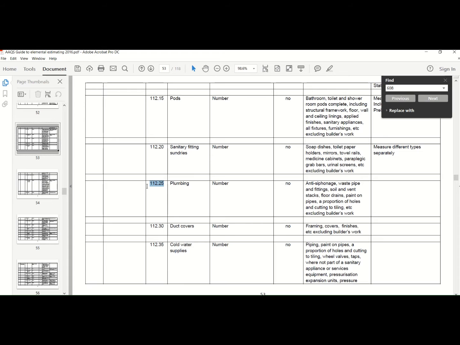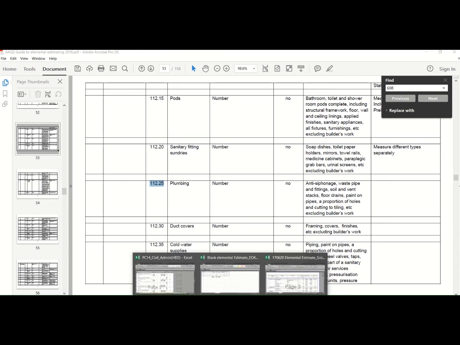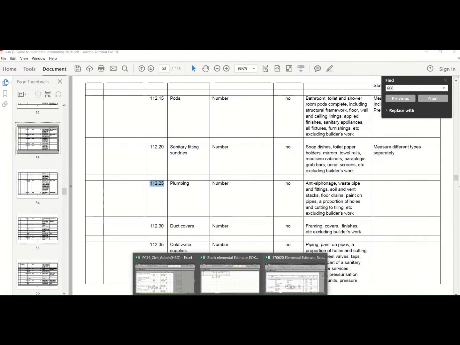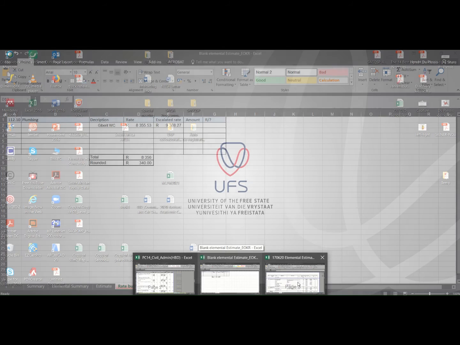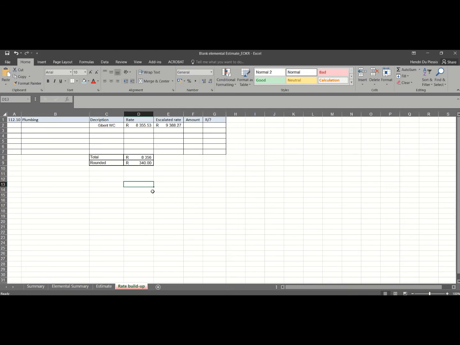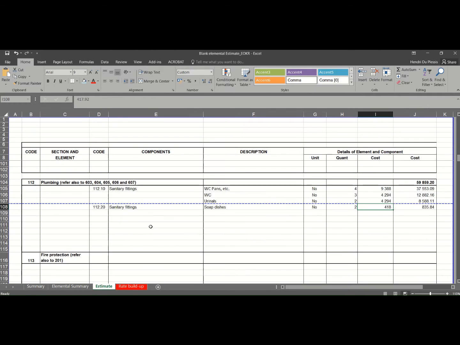Then the next item that we need to look at is our plumbing. So let's look at our anti-siphon, waste pipes, etc., and the fittings that are going into our building. This is going to be the last detail item that I'm going to discuss. So, going to our estimation again.